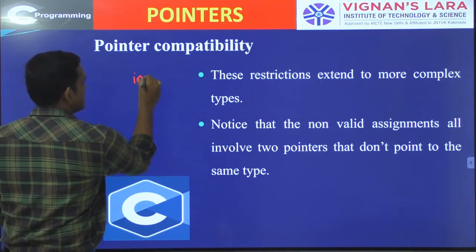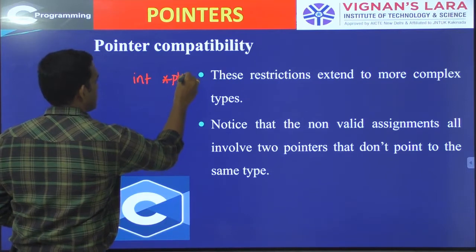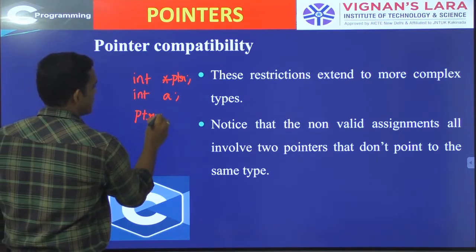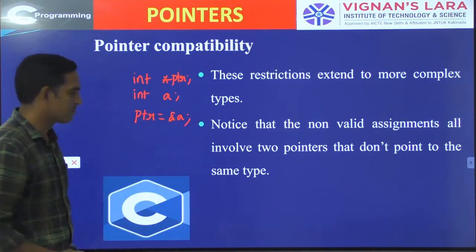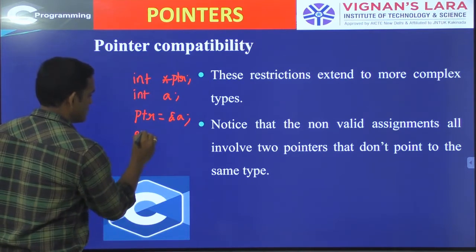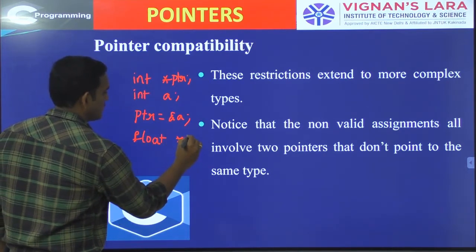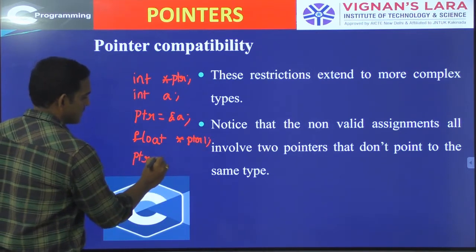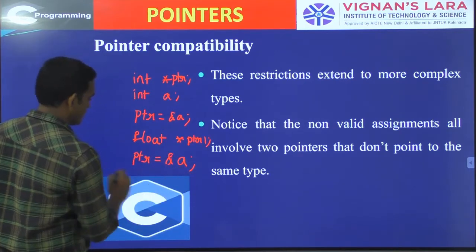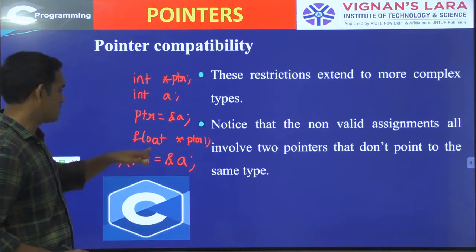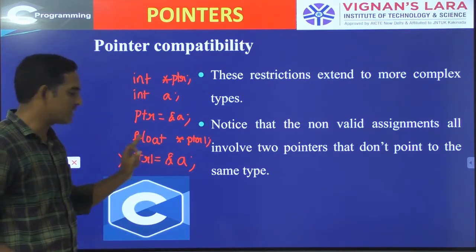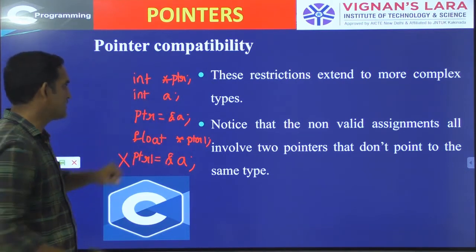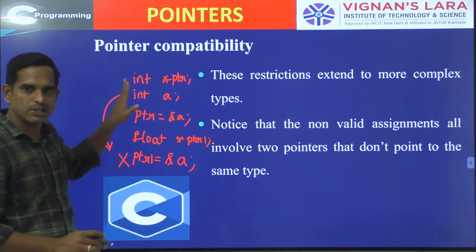If I am having an integer pointer and an integer value, my pointer can point to that particular integer value. If I am having a floating point PTR1, this PTR1 cannot contain the address of A. This is not a valid statement. Why? Because PTR1 is a floating point pointer. The floating point pointer cannot point to an integer variable.